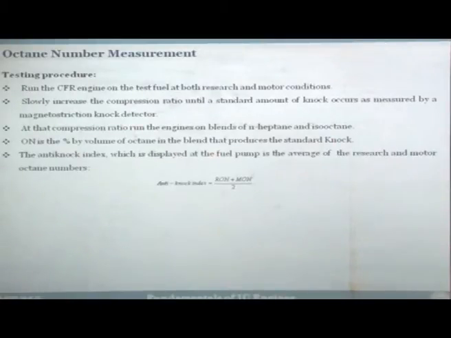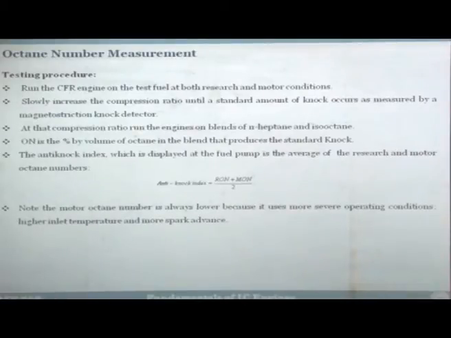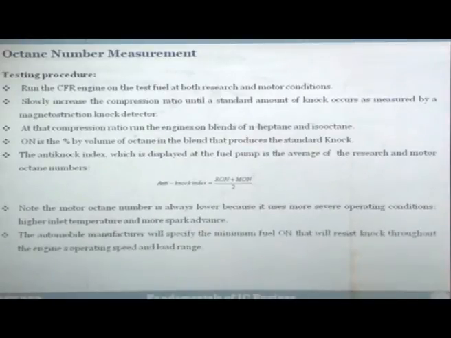The anti-knock index, which is displayed at the fuel pump, is nothing but an average of the two. So on the fuel pump, if it says 91 octane, which one is it: research octane number or motor octane number? Normally it is the average of these two. Motor octane number is always lower because it uses more severe operating conditions, higher inlet temperature and more spark advance. The automobile manufacturer specifies the minimum octane number that will resist knock throughout the engine operating range. So whatever octane number is specified by the manufacturer, you should never put in less than that. If you do, the engine will knock and may even get damaged.